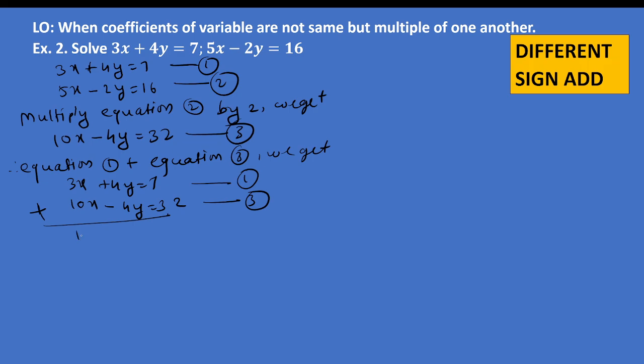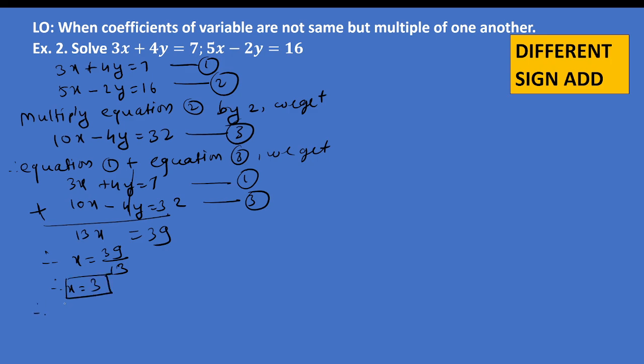So this is 13x and this will get cancelled out, and 7 plus 32, it is 39. So to get x, we need to divide 39 by 13, hence we get x equals to 3.